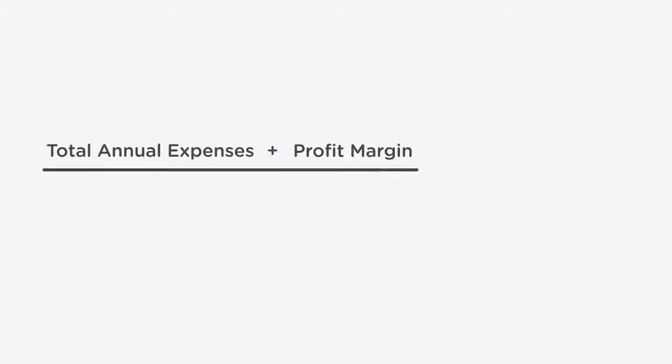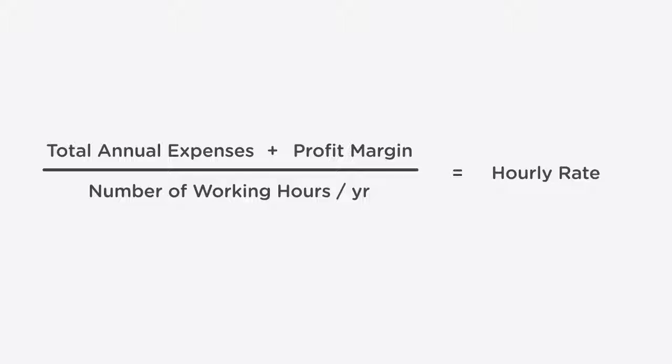Now, to your total expenses, add a reasonable profit margin, usually anywhere between 10 to 15%. Divide this figure by the number of hours you plan on working. This resulting hourly rate should cover all the costs of running your own business, including your own salary.